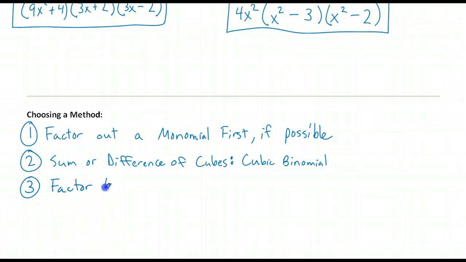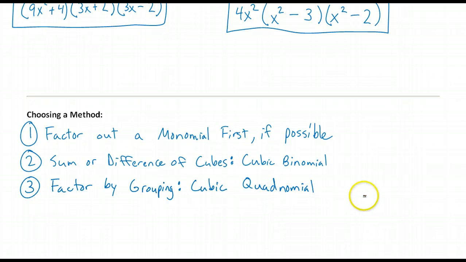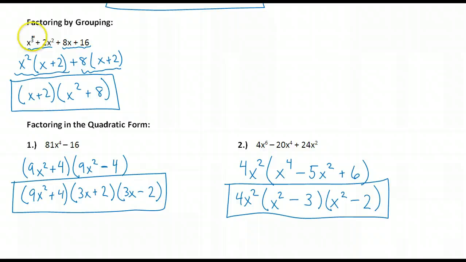To factor by grouping, look at the highest degree of x. We have to have a cubic quadnomial. We need 4 terms in order to factor by grouping. If we look at this example here, our highest power of x was 3, and we had 1, 2, 3, 4 terms. It was a cubic quadnomial. We could group these first 2 terms together and these last 2 terms together.